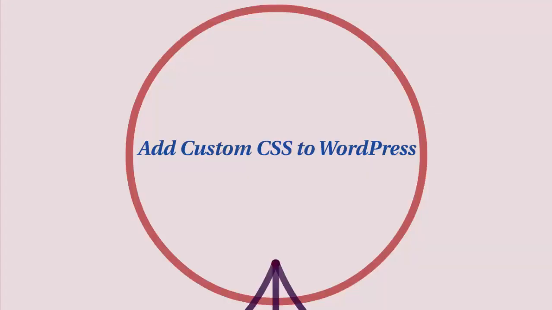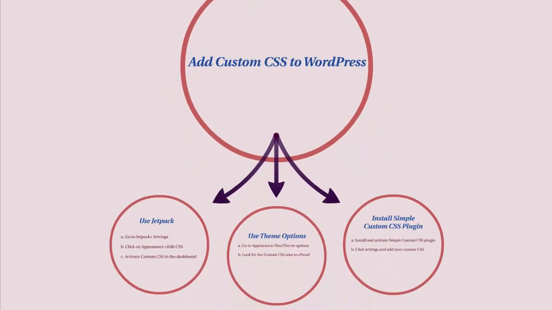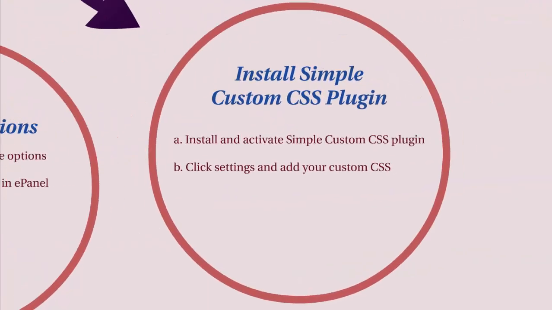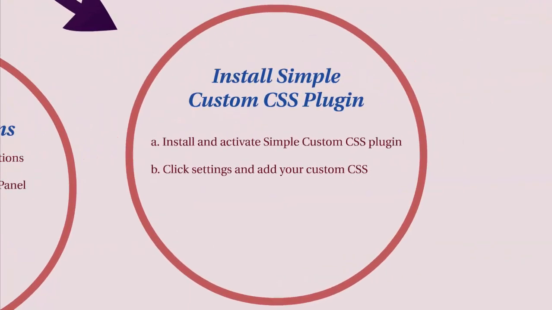So we've looked at 3 simple ways to add custom CSS to your WordPress site. You can use Jetpack, you can use the theme options, and you can install the simple custom CSS plugin. Now, please be aware, I showed you all 3 of these ways. You only need to pick one of them in order to accomplish this task. So now that we've got our custom CSS added to our theme, let's go live again, and I'll show you how to apply that style to your image so that you can now have a border around your image.